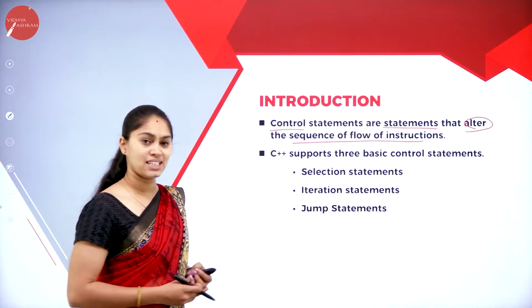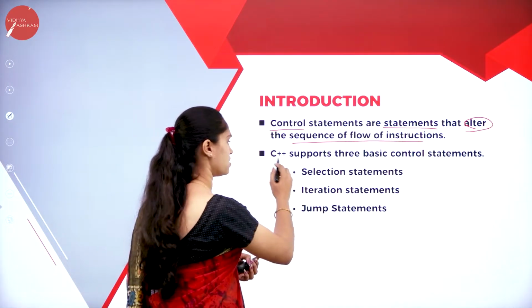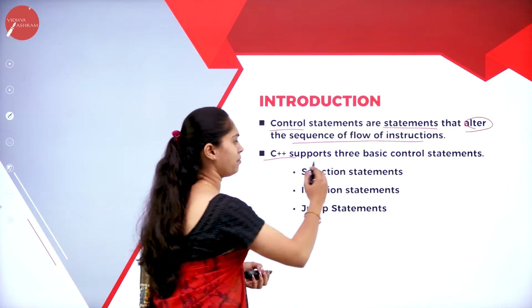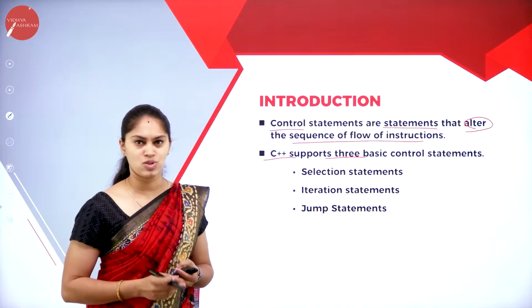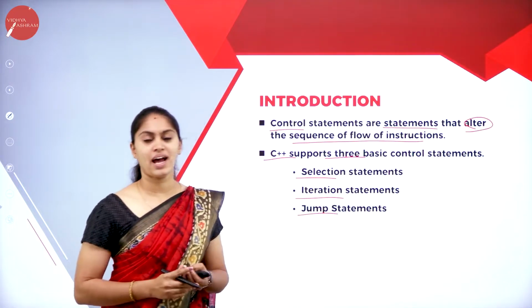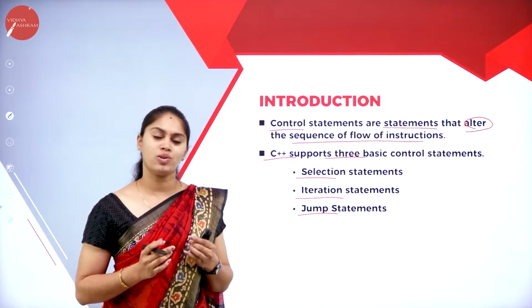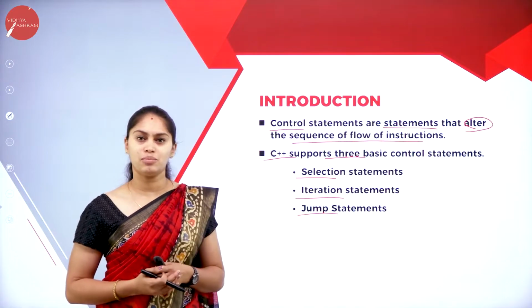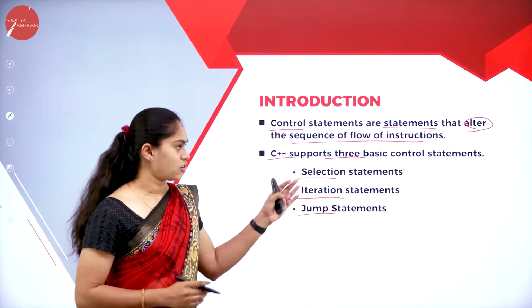Then what are the basic control statements we have in C++? It supports 3 basic control statements. They include the selection statement, the iteration statement, then we have the jump statement. In each session we are going to learn about each type of control statement.